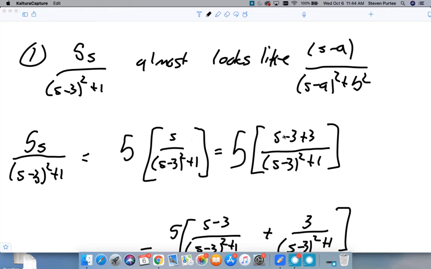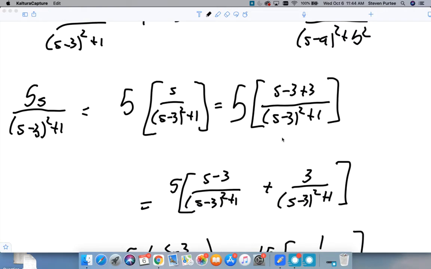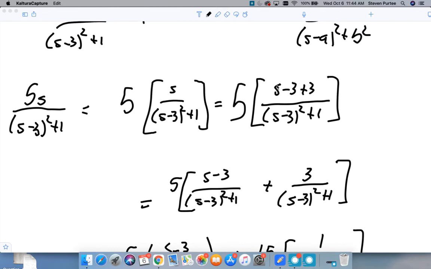So how am I going to get that? By subtracting 3 and adding 3. Keeping in mind I've got this 5 multiplying the whole thing. That 5 is going to come along at every step. Can't forget about him. That's a common mistake, is forgetting that 5. Okay, now I can group the top as the s minus 3 over stuff plus just the 3 over the stuff. So split up the top.